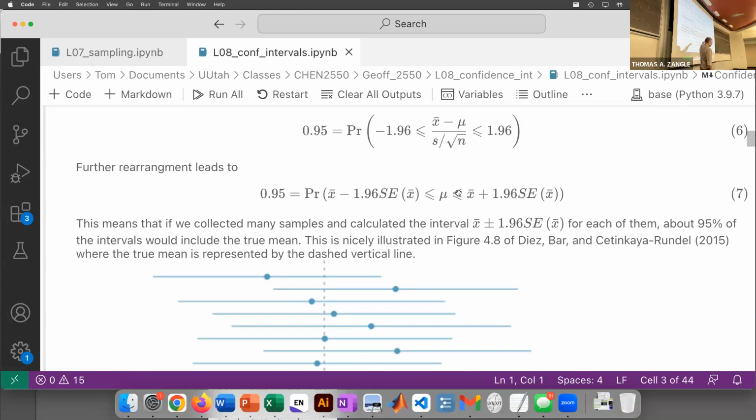Yeah, so the standard error was based on the standard deviation of our sample. And so there's error in the standard error as well. But that is included in this estimate of 95% confidence. Yeah. Other questions? Okay.